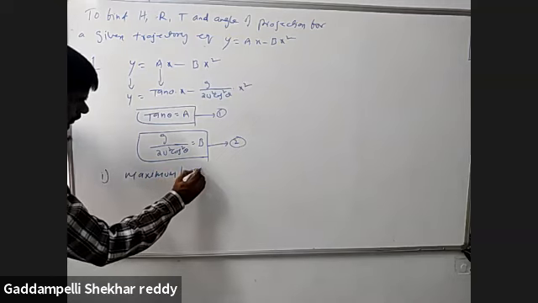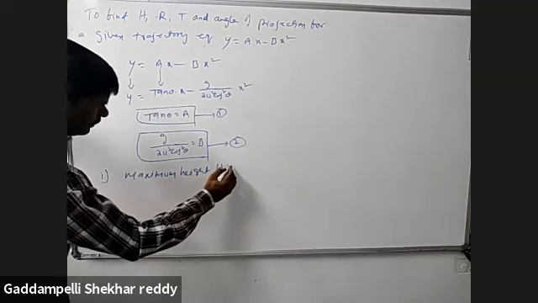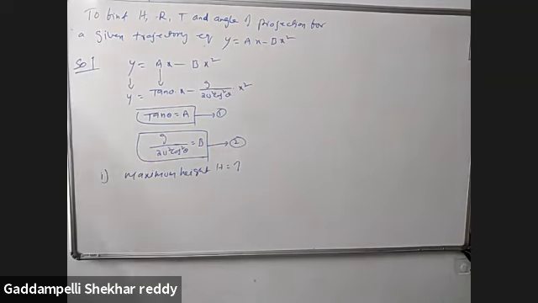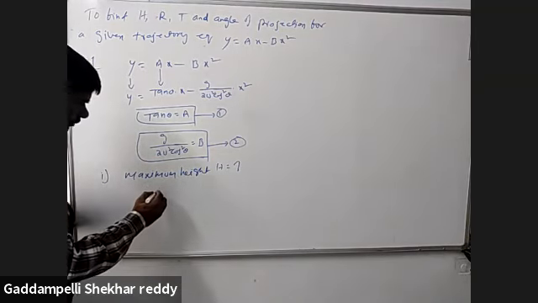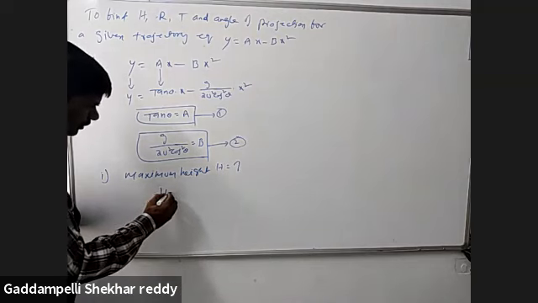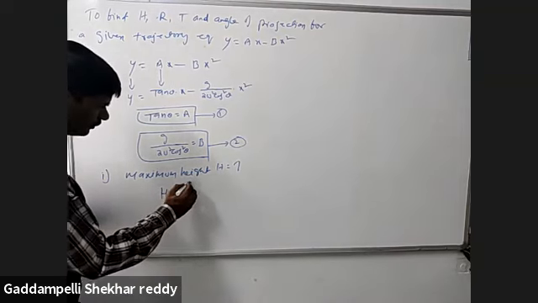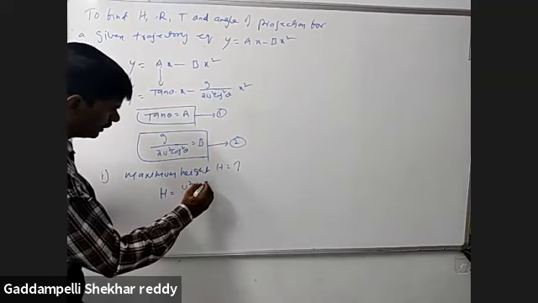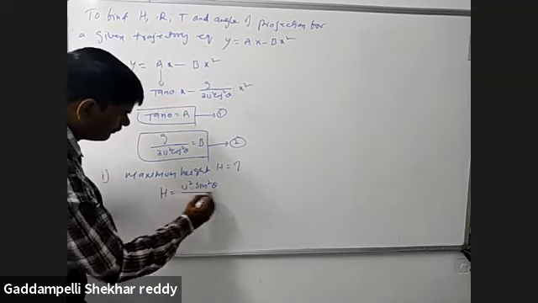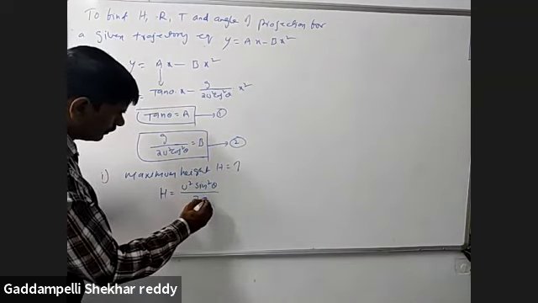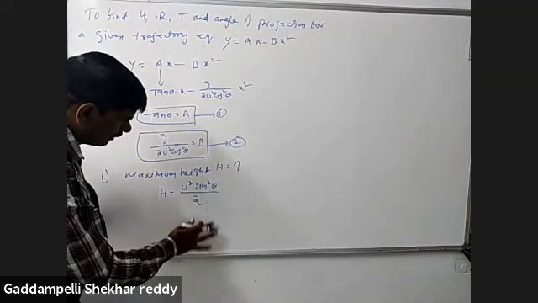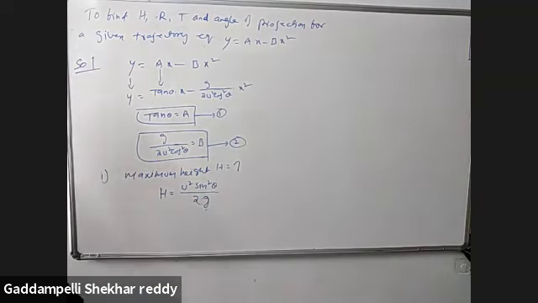Maximum height. H is equal to what? In the previous video, we know that the maximum height in case of projectile motion is H equal to u square sin square theta by 2g.